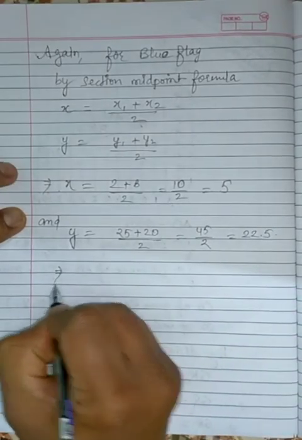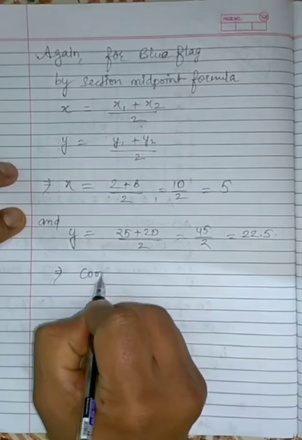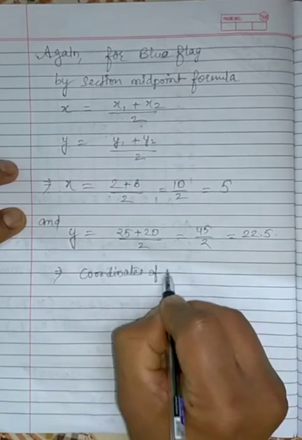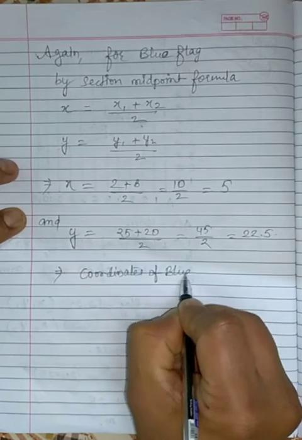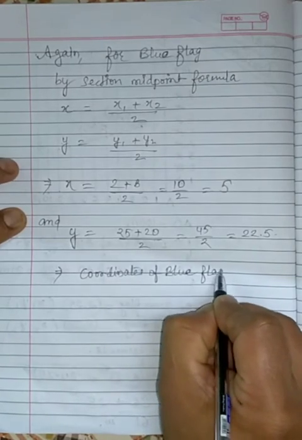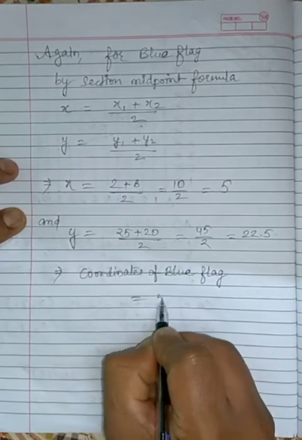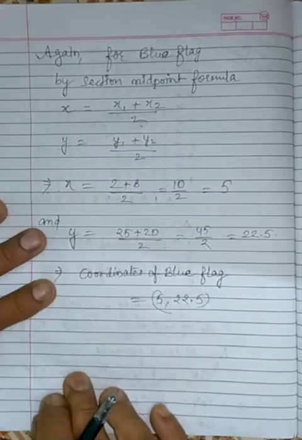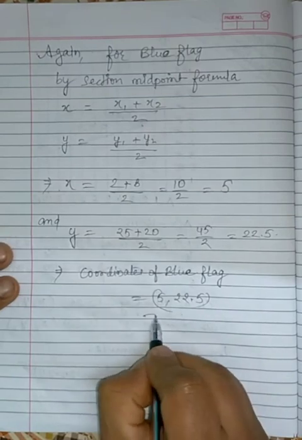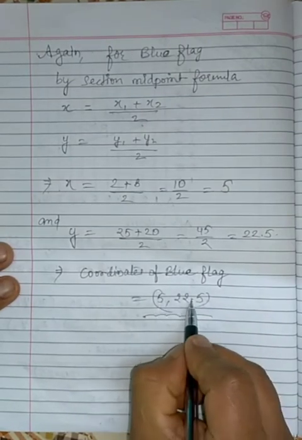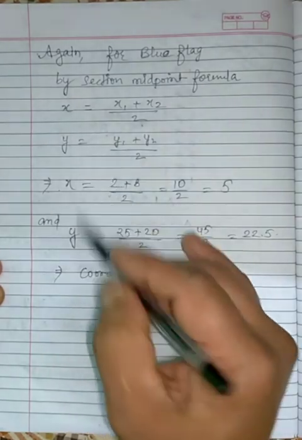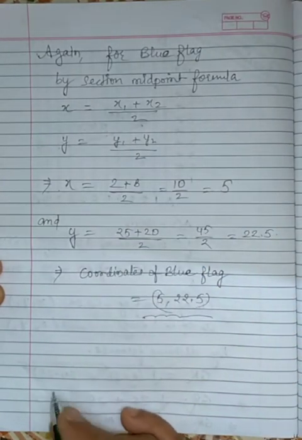That means the coordinates of the blue flag will be equal to 5, 22.5. That means Rashmi has to post a blue flag in the fifth lane at a distance of 22.5 meter along the distance on the y-axis AD.